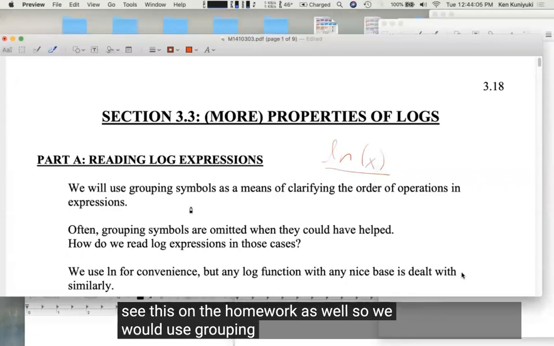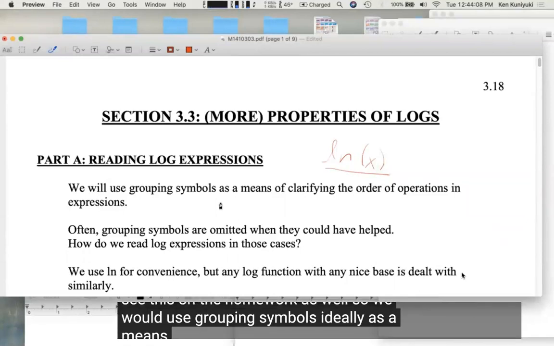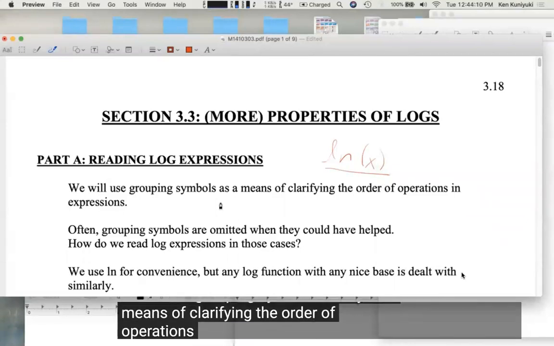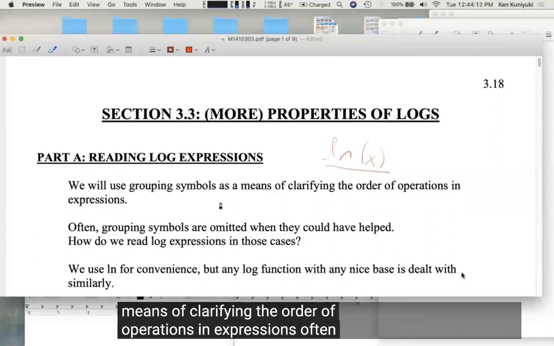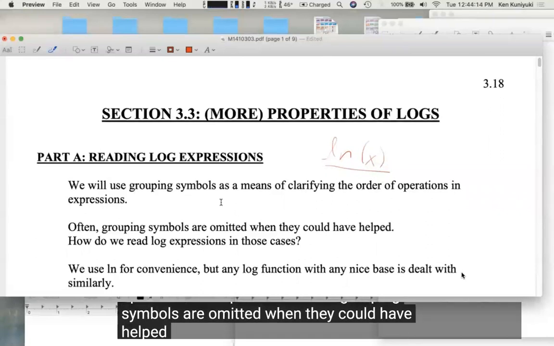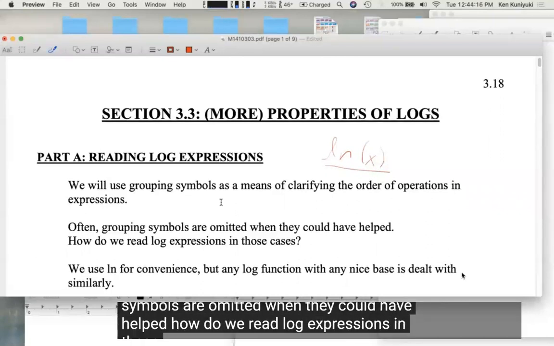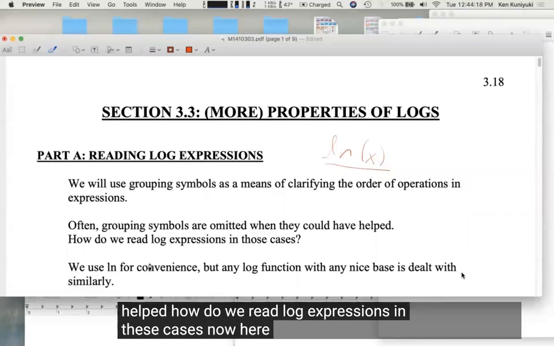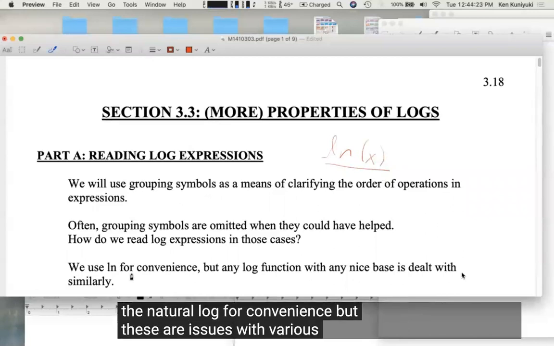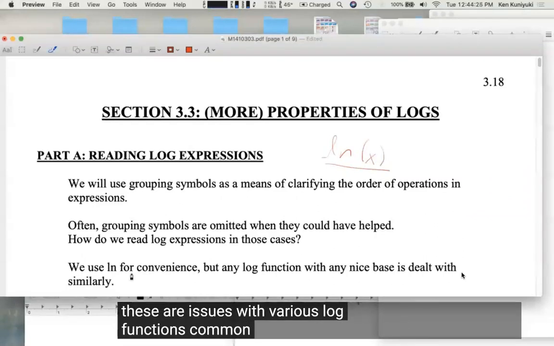So we will use grouping symbols, ideally, as a means of clarifying the order of operations in expressions. Often grouping symbols are omitted when they could have helped. How do we read log expressions in these cases? Here, I'm going to use ln, the natural log, for convenience, but these are issues with various log functions: common log, log base 4, whatever.